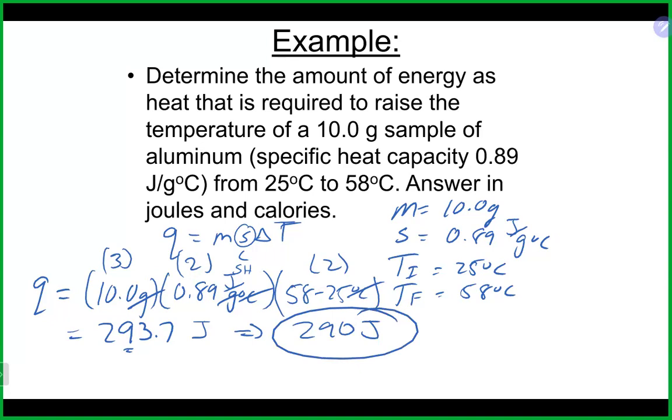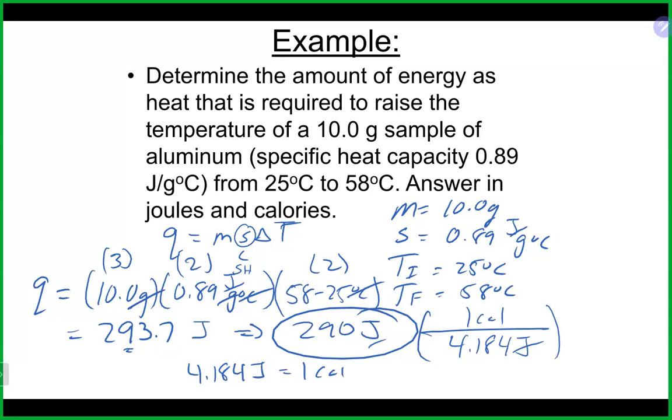Any questions on that? That obviously is our joules. It also wants calories. So remember that there are 4.184 joules in 1 calorie. So we'll put joules on the bottom and 1 calorie up on top. The joules will cancel. If you use the rounded number, we'll end up with 69 calories in this case. If you use the non-rounded number, you'll end up with about 70, I think.